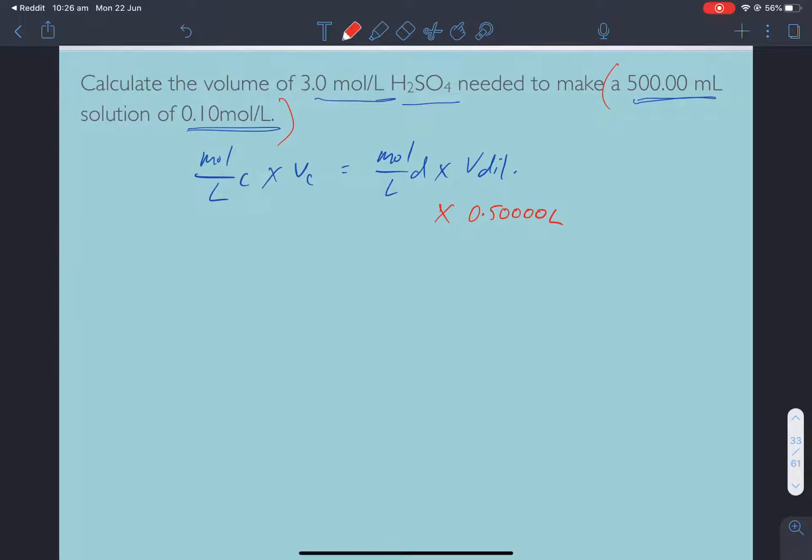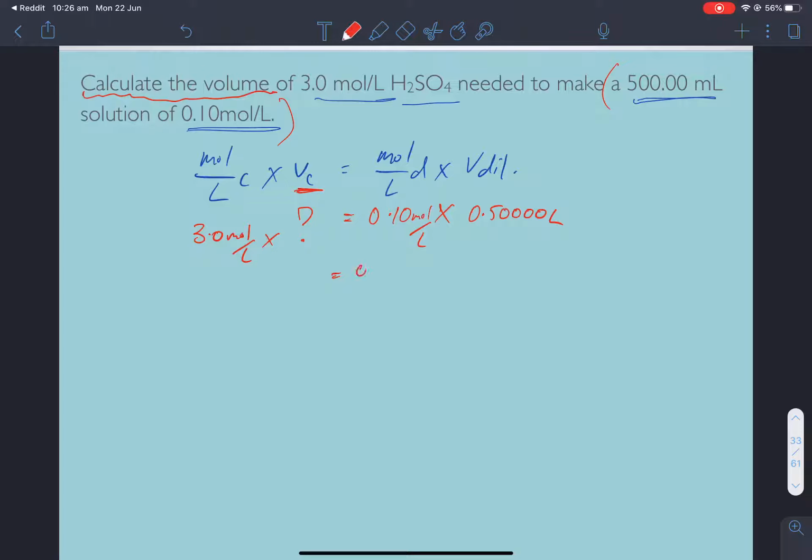And what's the concentration of the diluted? We want 0.10 mole per liter. We got given a concentration, 3.0 mole per liter, and we're missing a piece of information, the volume of the concentrated. That's what we need to find out. Calculate the volume of the concentrated solution. So that's our question mark.